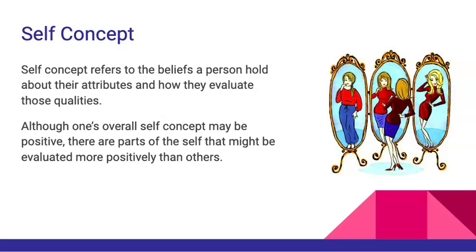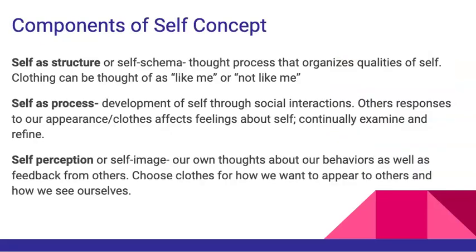Self-concept. This refers to a person's beliefs about their physical attributes and how they evaluate those qualities. One's overall self-concept might be positive, but there might be parts of their self that they evaluate more positively than others. There are some different components of self-concept. There's the self as structure, and this is the thought process that organizes the qualities of self. So clothing can be thought of as like me or not like me. If a friend holds up a shirt when you're shopping, you're either thinking, yes, that's like me, or oh no, put that back on the rack.